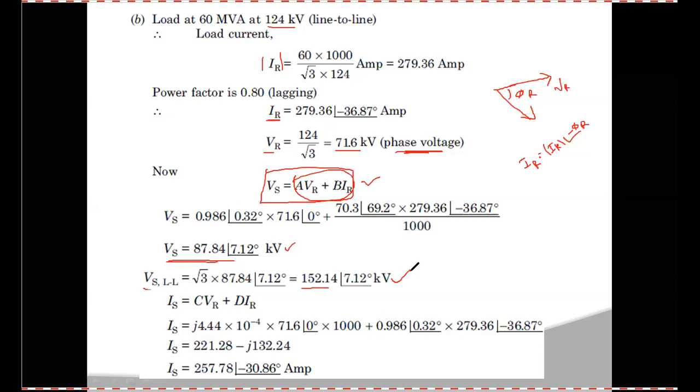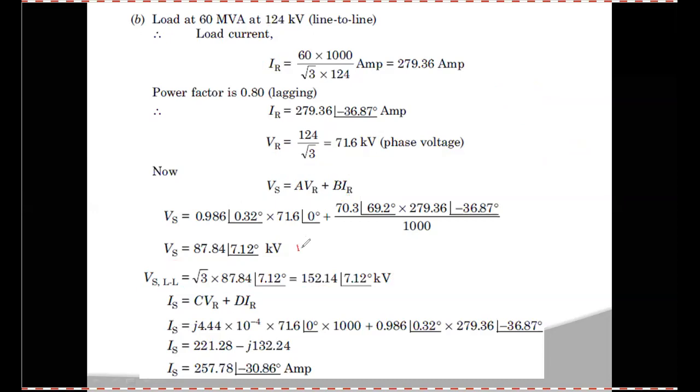Okay, in a similar way, you can calculate the sending end current as well. The sending end current IS is equal to C into VR plus D into IR, and the CD values you have already calculated, and VR, IR are also known to you. So if you substitute all the values, you will get the IS value. The IS value you are getting here is 257.78 at an angle of 30.86 degrees, which is in amperes. Okay, so now after getting the VS and IS, you can calculate the sending end power factor also.